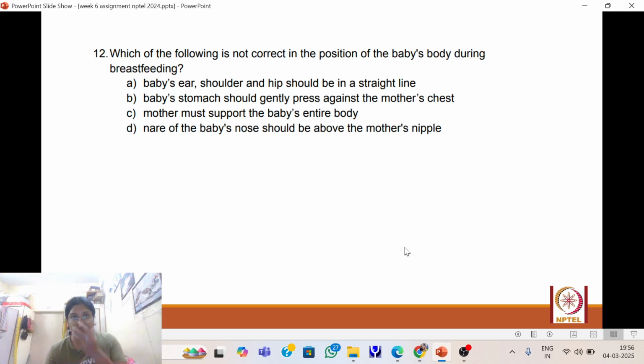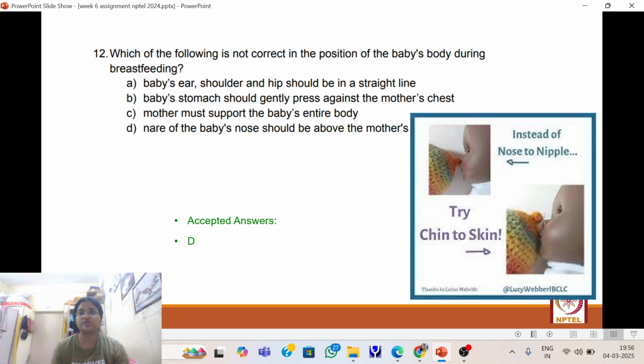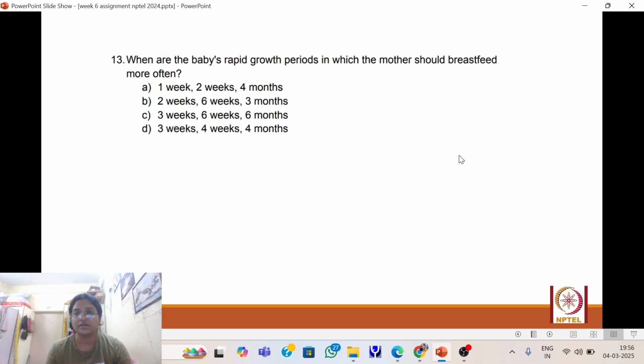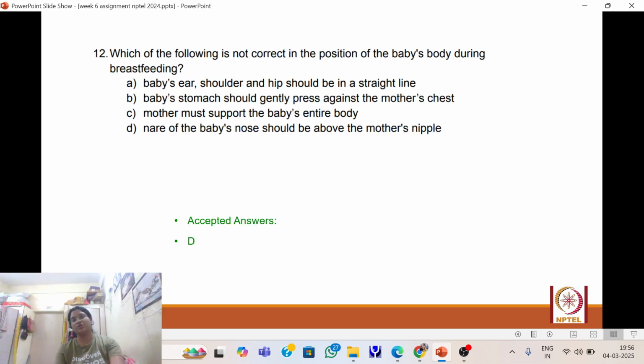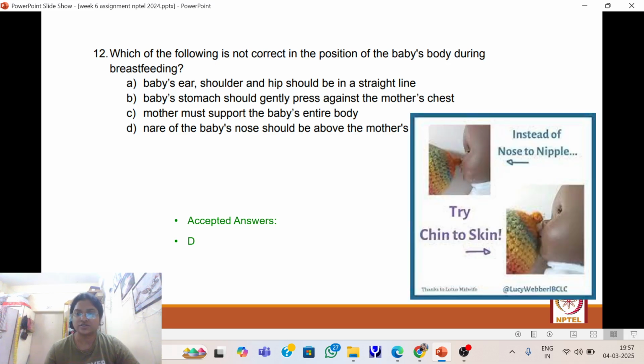Okay, let's see what is the correct answer to this question. It is D. The tip of the baby's nose should be above the mother's nipple. This is not the correct position for the baby's body during breastfeeding. Here you can see, instead of nose to nipple, try chin to the skin. It is given here in the picture. So the tip of the baby's nose being above the mother's nipple is the wrong position, right? Okay, moving on to the next question.